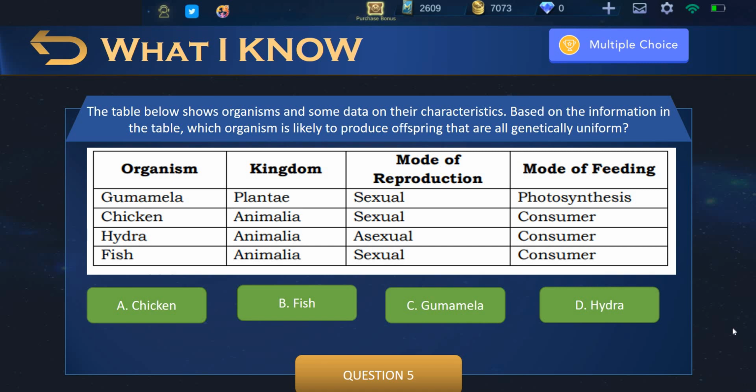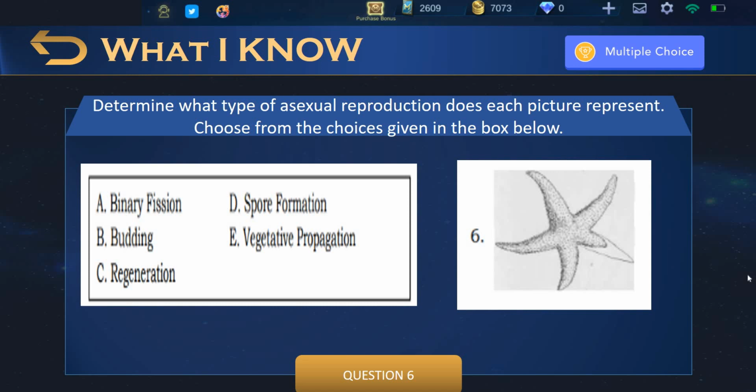Go. Time is up. The correct answer is letter D. It is Hydra. Let's have number 6 question. Determine what type of asexual reproduction does each picture represent. Let's start with number 6 and choose from the choices given in the box below. Is it binary fission, budding, regeneration, spore formation, or vegetative propagation? Go. Time is up. And the correct answer is letter C, and that is regeneration.